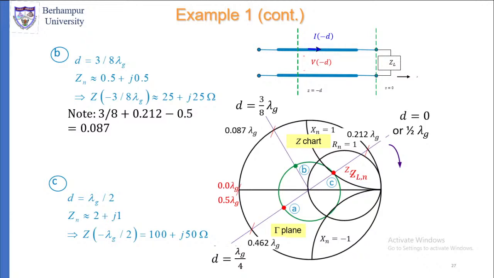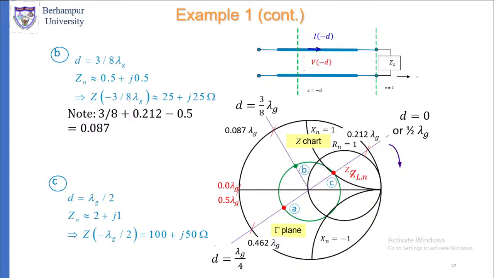So how do you find out the impedance of point B? Find out the R circle that is passing through the point B, that will give you the R, and find out the X arc that is passing through point B, that will give you X. Using that, we find normalized Z is approximately equal to 0.5 plus j 0.5. Then find out what is Z. Multiply 50 with normalized Z. So that will be 25 plus j 25. So if you move a distance of 3 by 8 lambda g, you will reach that point.